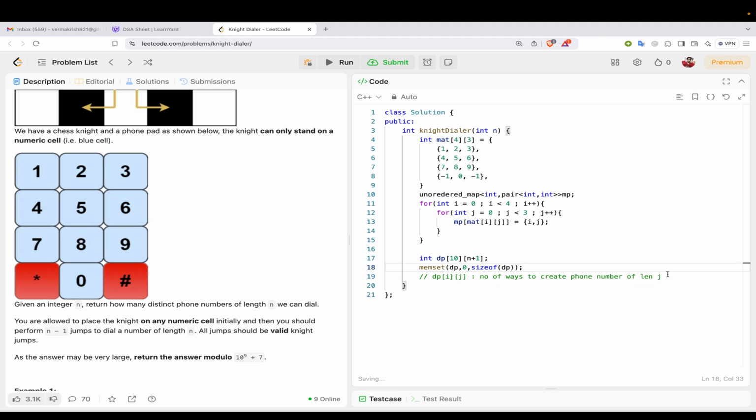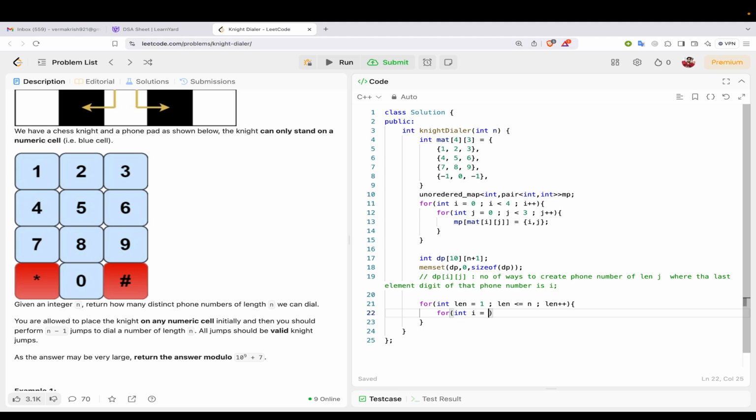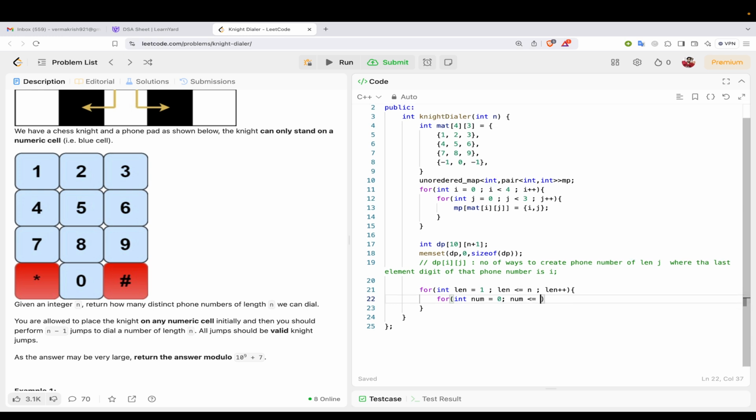Number of ways to create a phone number of length j where the last element is the last digit of that phone number is i. Now we have defined our DP state. The next thing, we will try for all the lengths. So length will be from 1 to length less than or equal to n, length plus plus. We will try out all the numbers from 0 to less than or equal to 9, and num plus plus.